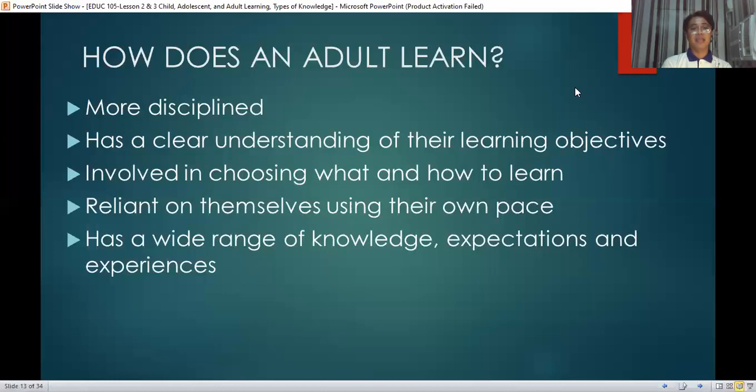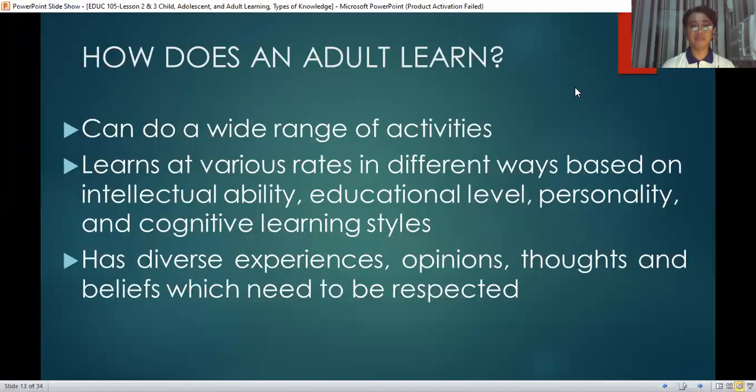Okay, next, they have a wide range of knowledge, expectations, and experiences. So no need to emphasize on this trait because it was already discussed a while back. Okay, they can do a wide range of activities. I repeat, independent learners with accumulated experience, wide range of experience, so they could deliver a lot, okay? What they can do at this point, if you're classified as an adult, should be diverse, okay?